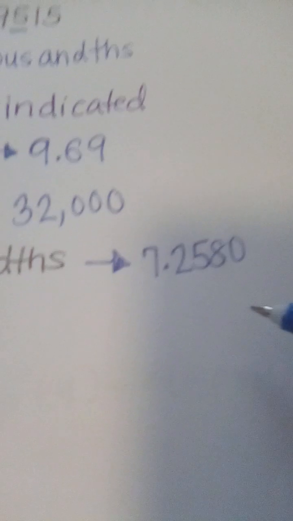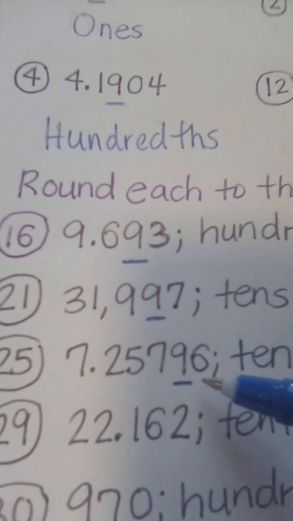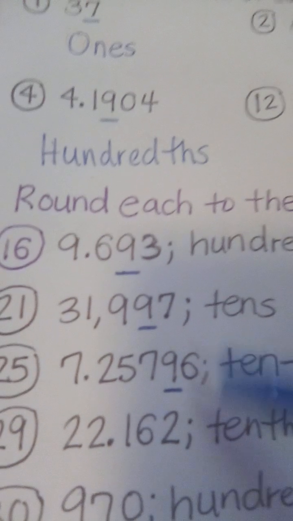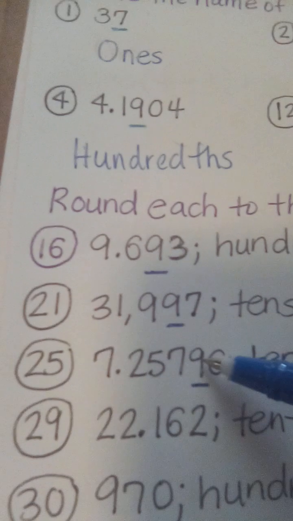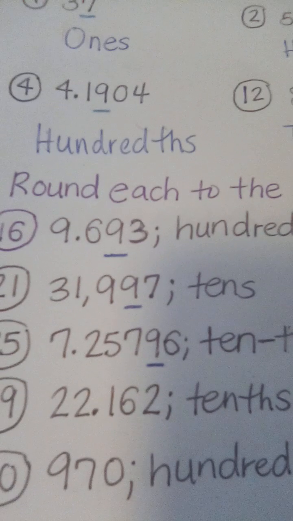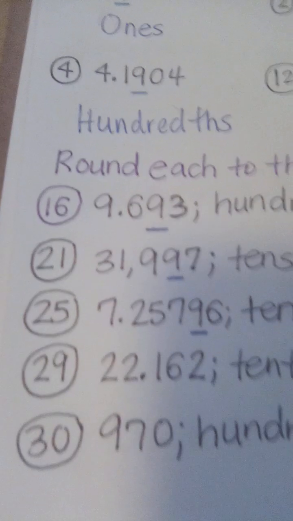Our final answer is 7.2580. Okay? Because we're looking at the digit to the side of the number underlined. So in this case, it's 5 or higher, so it'll round up to 80. Because it's 79, it goes up to 80. So, any questions on number 25? All right, let's move on.